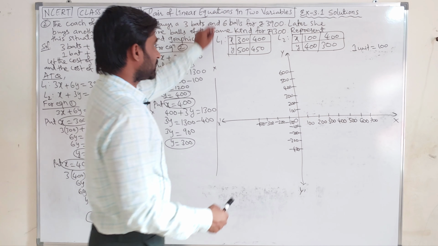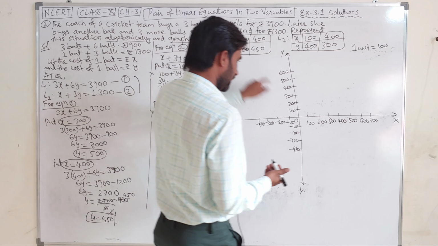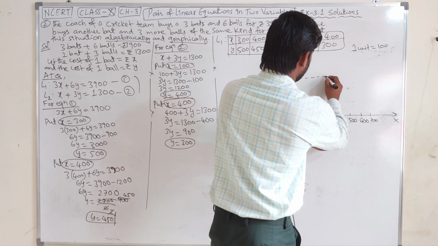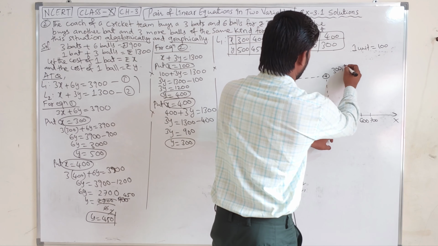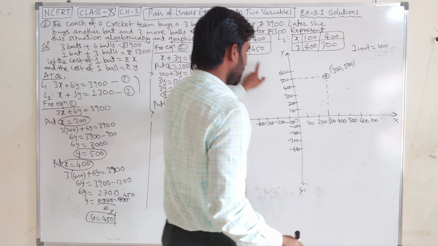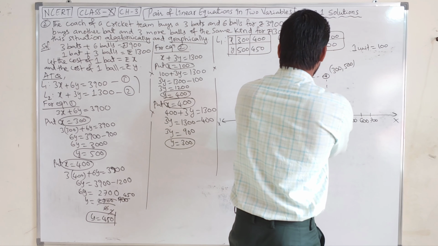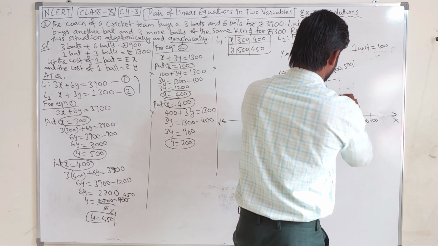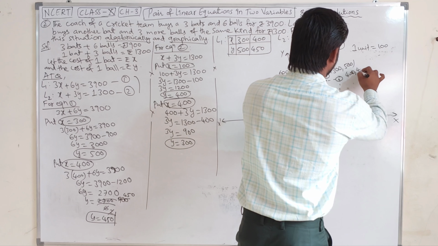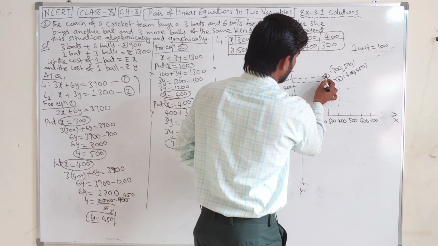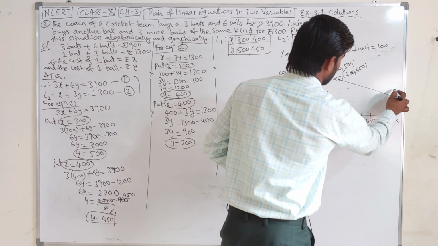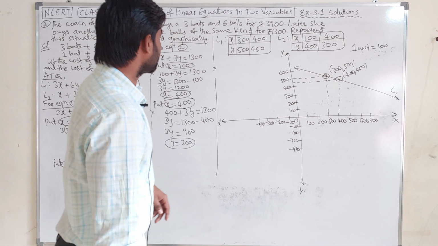So let us plot these points. When x is 300, y is 500. This point is 300 comma 500. Second point, when x is 400, y is 450. This point. So let us join these two points. We will get one line like this. So this is the line 1, that is L1, equation 1.